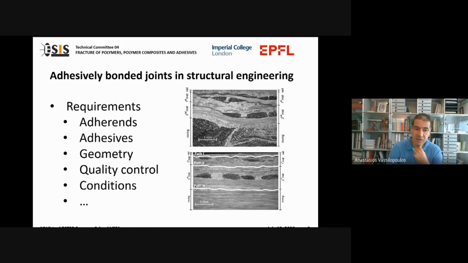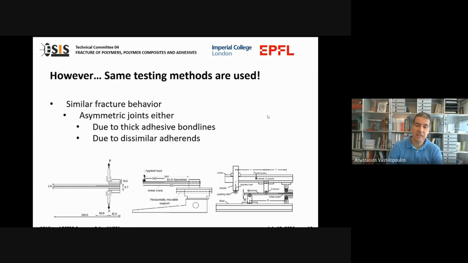So in these cases also, we should think about geometry, about the adhesives used, the quality control, which is almost non-existing, and the conditions, because all the joining here, remember this bridge that was made, the gluing was made on site, so the conditions are not controlled in this case. So the curing conditions, which are very important for each adhesively bonded connection, are not controlled at all in this case.